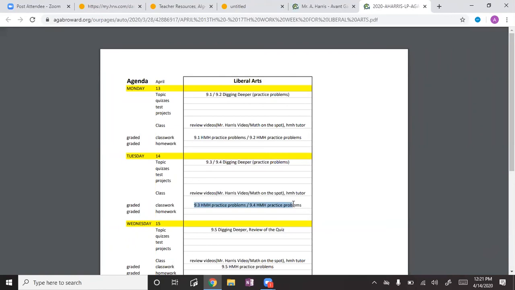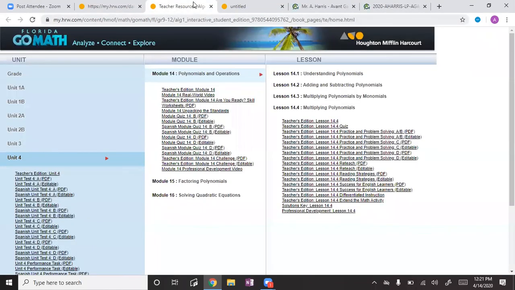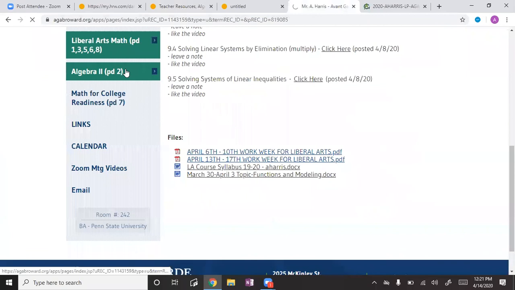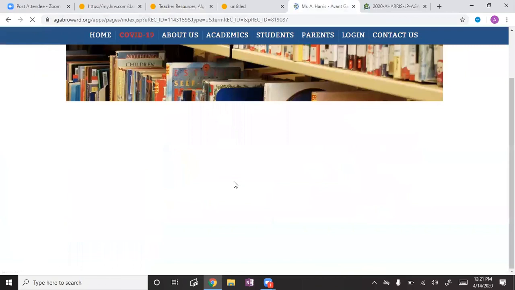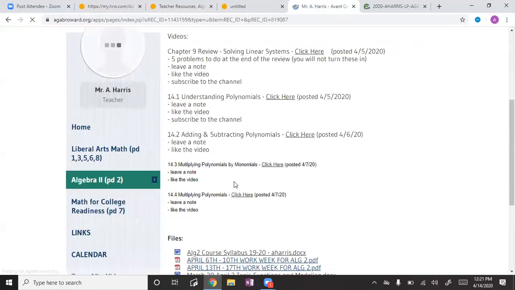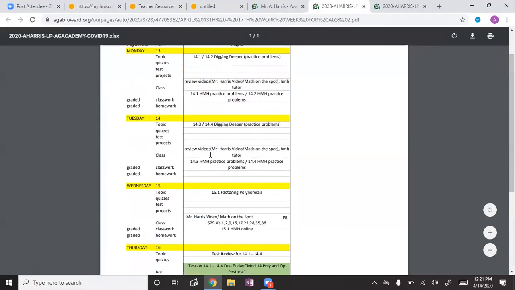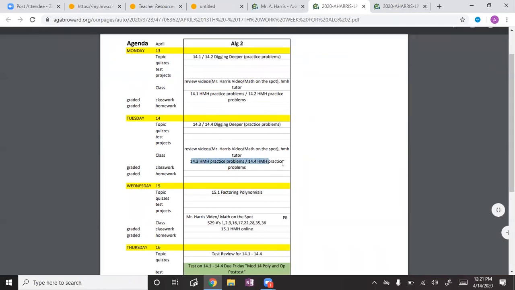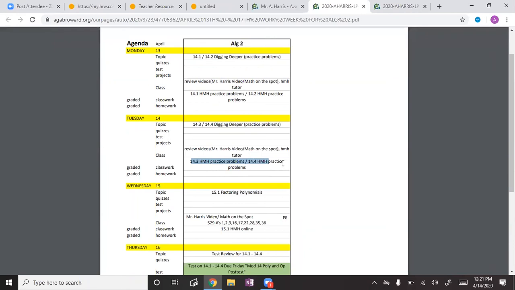Oh, you got liberal arts. I got algebra 2. That's the difference. Okay, listen. Algebra 2 is exactly the same. If I come here for algebra 2, let it load. Here's your work week. So there you go. You got 14.3 and 14.4. All you're doing is problems. So you already learned it last week. I'm going back over 14.3 and 14.4. And there's like 8 problems. So this is real simple to follow along.